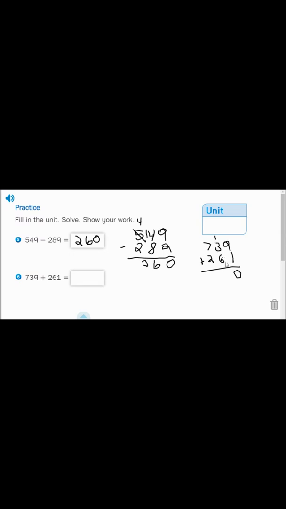So now I have 3 plus 6 is 9. 9 plus 1, you guessed it, it's 10 again. We're going to put the 0 here, carry my 1. 7 plus 2 is 9. I have the 1 again. That is 10. This time I do not have to carry it, because I could just write it. There's no other spot. So my answer here is 1,000. 739 plus 261 is equal to 1,000.